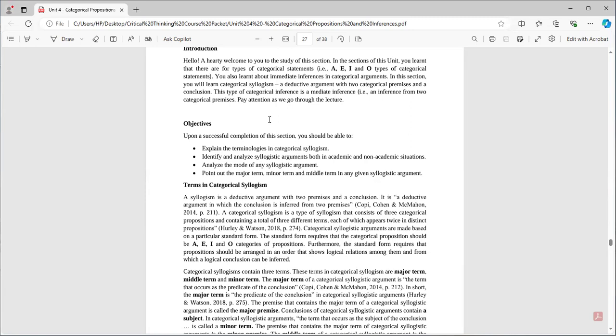Then the major term is the predicate of the conclusion. And then the minor term is the subject of the conclusion.